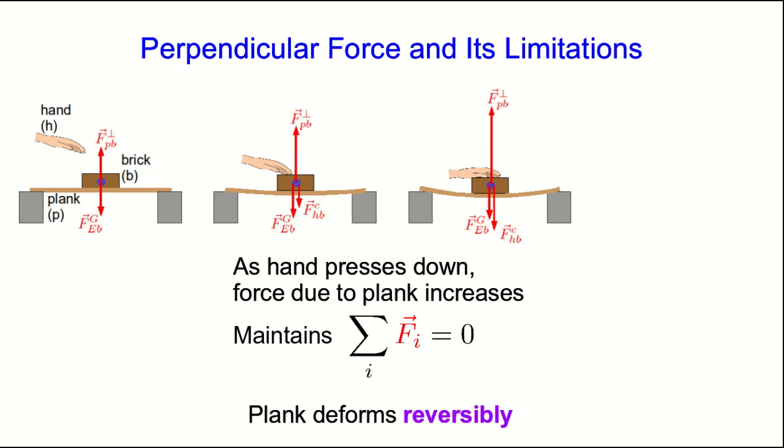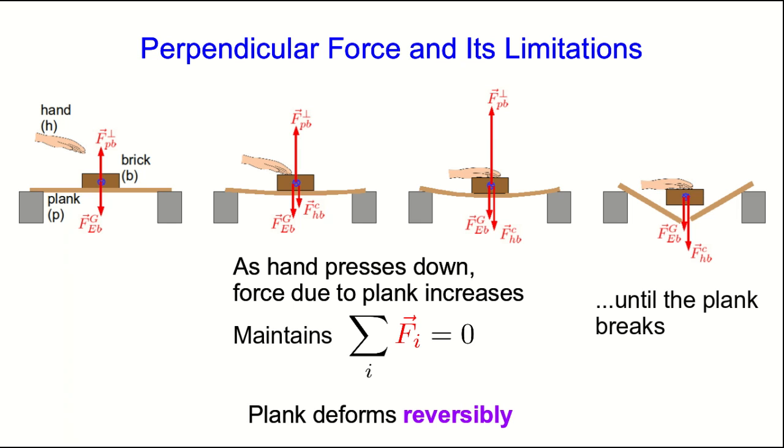And note that the plank is bending. It was actually bent a little bit right at the beginning just because of the brick sitting on it. But you probably wouldn't notice until you'd pressed rather hard down on it. But these are all reversible deformations of the plank. If you take your hand off, it'll restore to being approximately straight. However, if you press very hard, you may be able to break the plank, and that is clearly an irreversible process. At that point, the upward perpendicular force due to the plank ceases to exist.